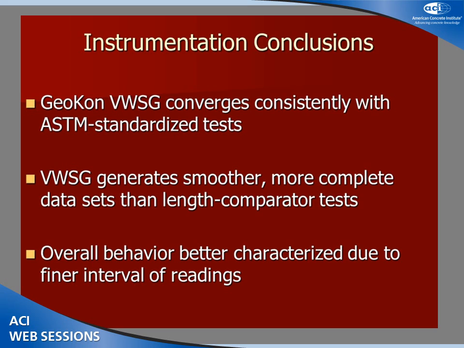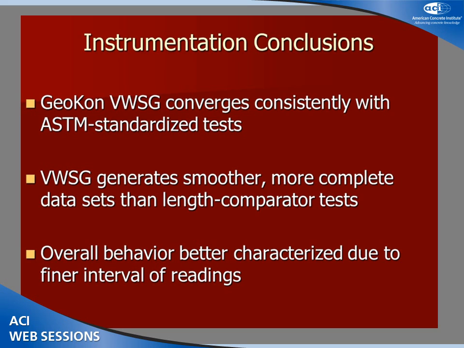Some conclusions were drawn from this experiment about the instrumentation. First of all, it was observed that the Geocon vibrating wire strain gauge converges consistently with ASTM standardized tests, not only the C157 but also the C878 test. Because of the electronic instrumentation, the vibrating wire strain gauge appears to generate smoother, more complete curves. This is partly due to the finer interval of readings.